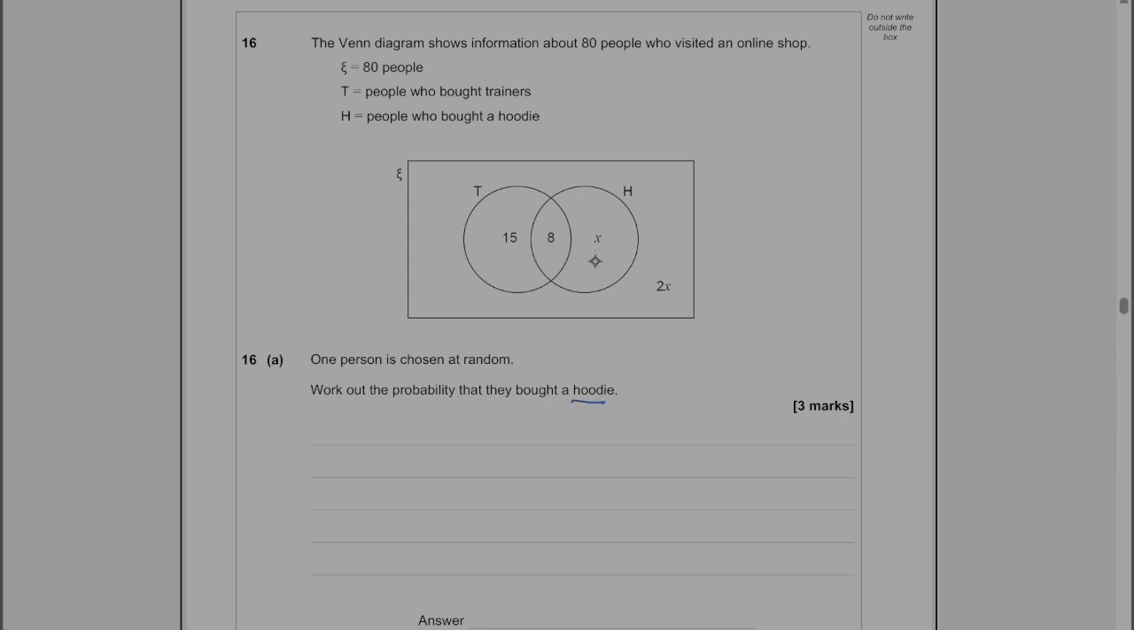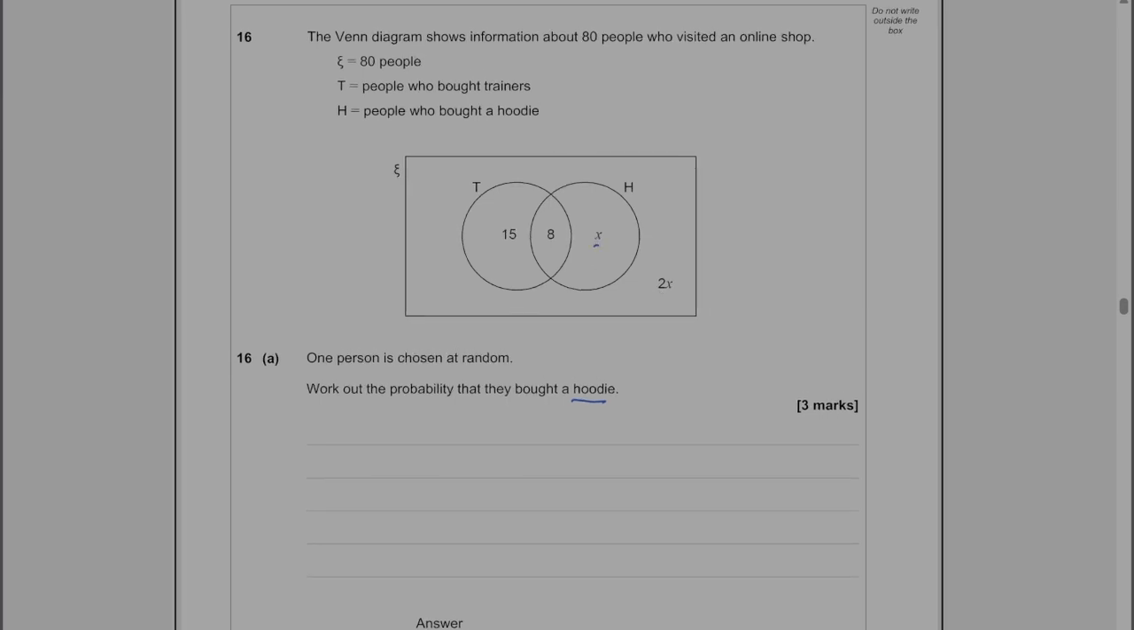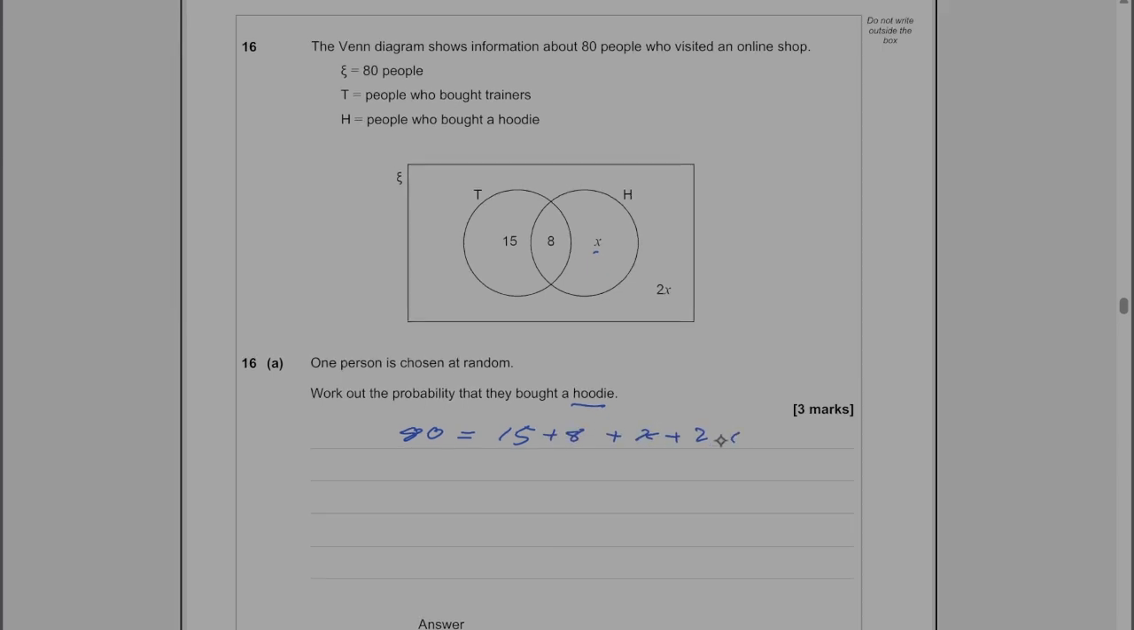Okay, so we need to work out this missing value first of all. So 80 is going to be equal to 15 plus 8 plus x plus 2x. So that's going to give us 80 is equal to 23 plus 3x. So 57 is equal to 3x. So x has got to be equal to 19.